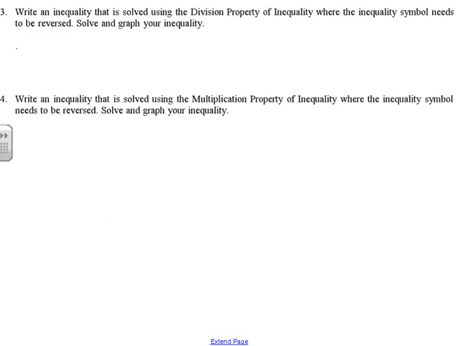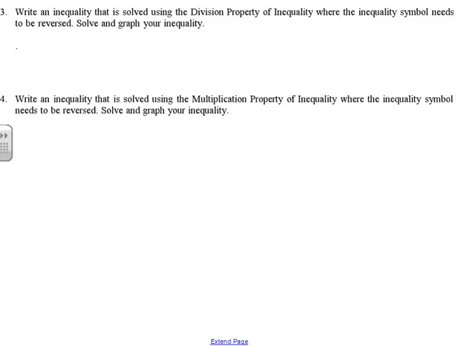Number 3, write an inequality that is solved using the division property of inequality, where the inequality symbol needs to be reversed. Anytime we multiply or divide by a negative, that's when we're going to flip the inequality symbol. So we know that at some point we need to multiply or divide by a negative to fulfill that requirement. For this one, the division property of an inequality just says that if you divide both sides by the same thing, then your inequality will still have the same value as before.